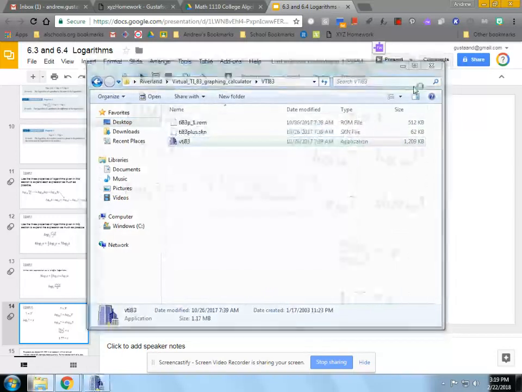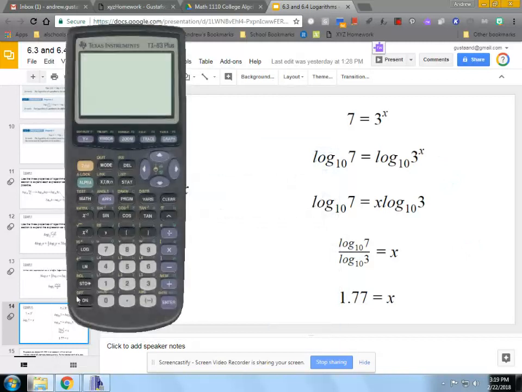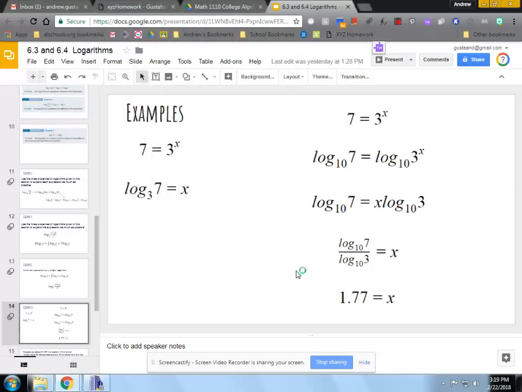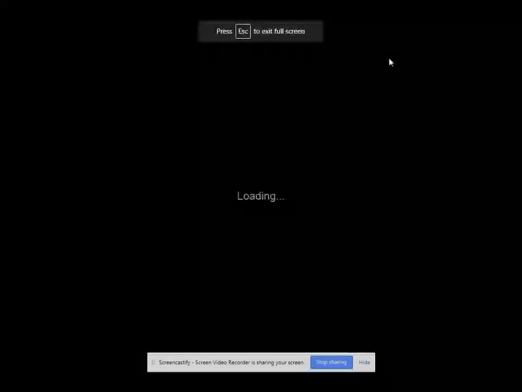This is my calculator emulator. So if I have, again, log, the logarithm button is right here, log base 10 of 7 divided by the log base 10 of 3, I get that. By taking the log of both sides, I can use that property that says I can pull that x down front and make it into x times the log base 10 of 3. I can divide both sides by the log base 10 of 3 and get the result. And that property allows me to solve new problems.